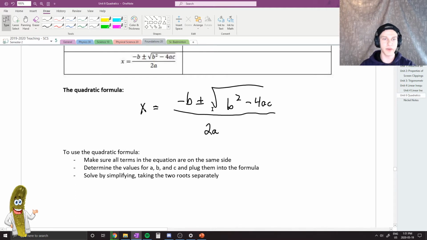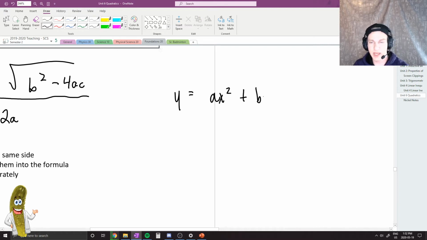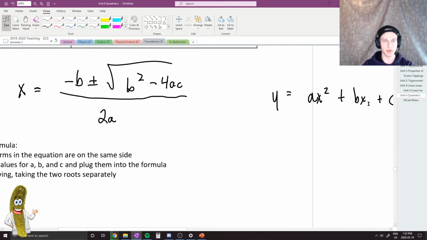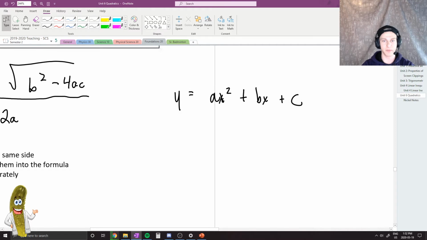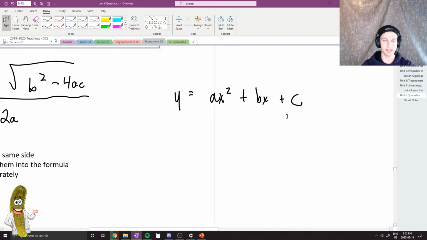And where those values come from is when we're thinking about an equation in standard form. Usually it's y is equal to ax squared plus bx plus c. The value of b comes from this bx, the value of a comes from the ax squared here, and the value of c comes from this last c here.